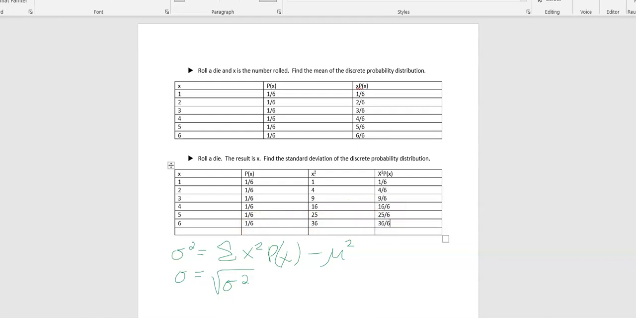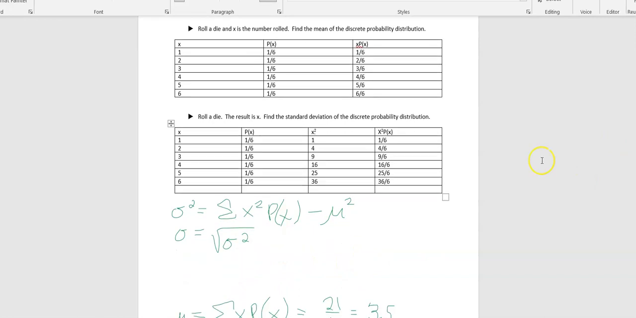And then I'm going to add this column together. So let's see, we have 1/6 and 4/6 is 5/6. 5 and 9, 14/6. And 16 is 30/6. 55/6. And finally 55 and 36, I believe, is going to be 91/6. Okay, so we get 91/6.